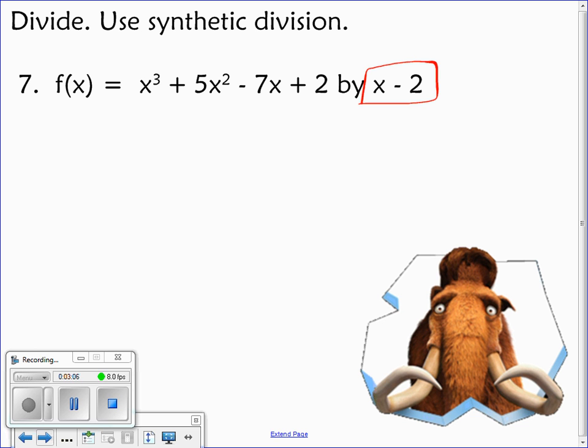All right, so I'm going to set it up by just writing the coefficients and leaving a space in between. So what's the coefficient here? 1. Exponent's 3, coefficient's 1. And then 5, -7, make sure the signs stay with it, and 2. Okay, so that's the first step, writing all of your coefficients.